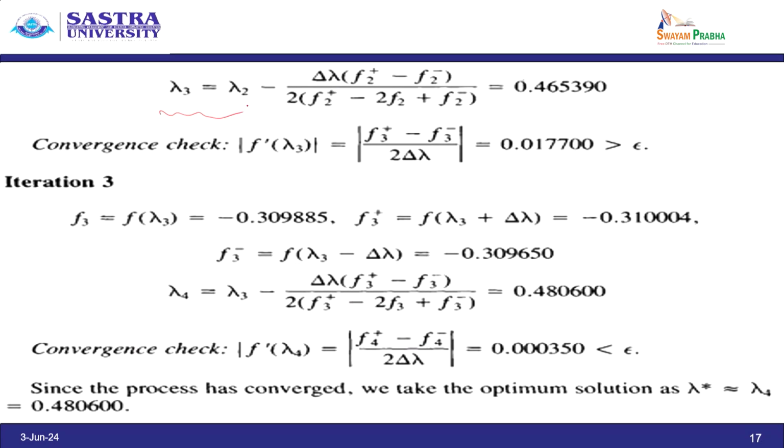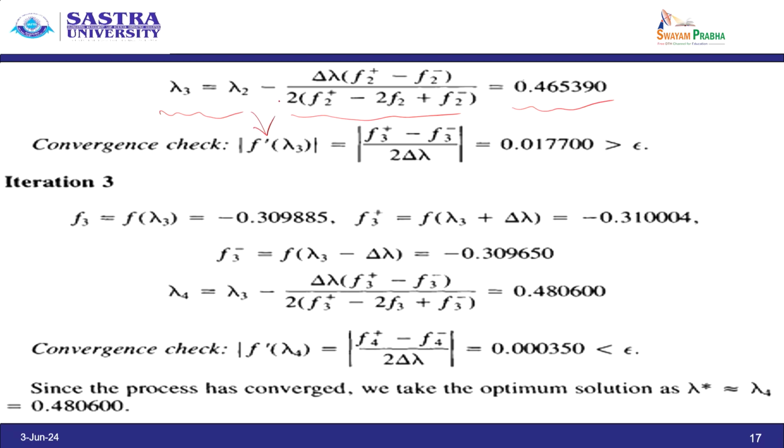Now, you go to lambda 3. So, lambda 3 is lambda 2 minus delta lambda into (f2 plus minus f2 minus) by (2 f2 plus minus 2 f2 plus f2 minus). So, f2 you got, and delta lambda, f2 plus, f2 minus also found out. Substitute the values, so that the resultant is 0.465390 will come. For the convergence, you take modulus of f dash of lambda 3.